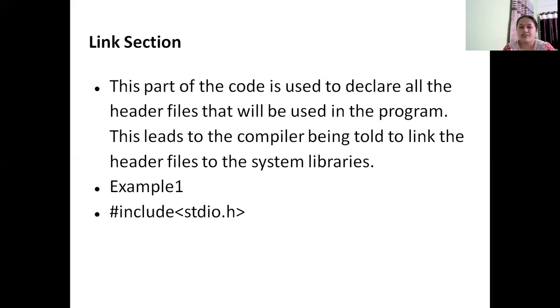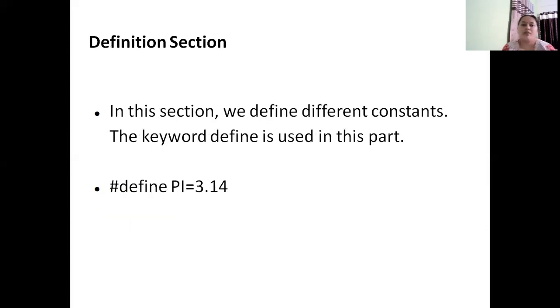Since every program makes use of input and output functions, surely hash include stdio.h appears in every C program's link section. The third section of the structure of a C program is the definition section. If you are using any constants in your program, you have to define those constants in the definition section using the hash define keyword. As an example, the constant pi is defined here.